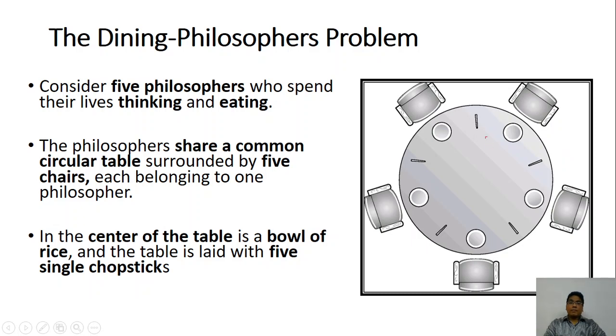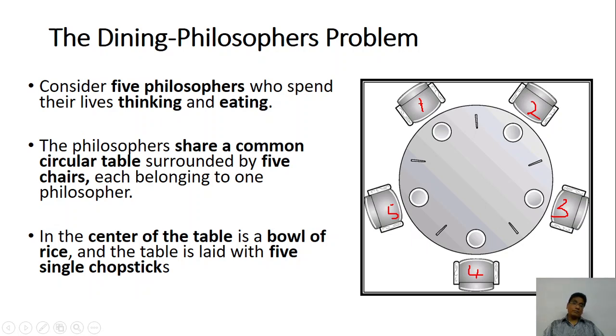We have five philosophers. So one, two, three, four, five. You have five philosophers who are sitting at a circular table. Philosophers are great thinkers. They think, and when you start thinking, what will happen? You become hungry. When you become hungry, you start eating. So these philosophers will be thinking, and after thinking, they will become hungry.